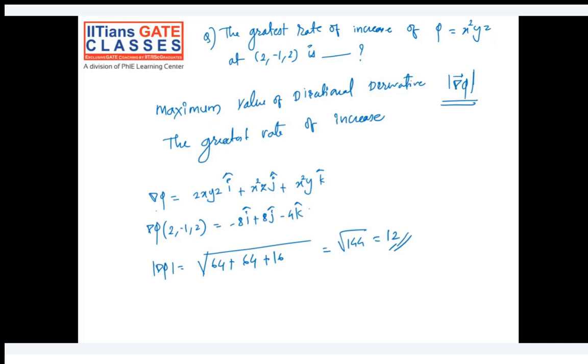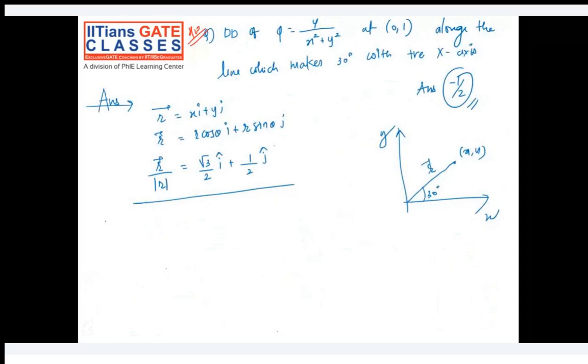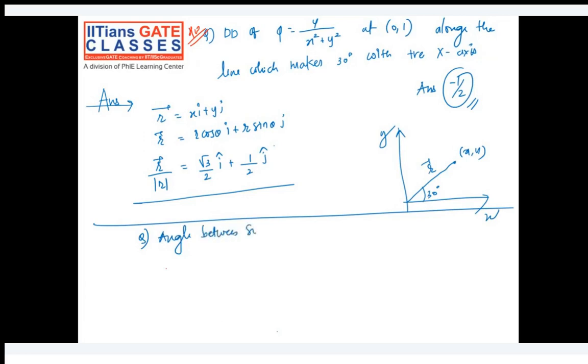Find the angle between surfaces x square plus y square plus z square equal to 9, and x square plus y square minus z equal to 3. What are the surfaces? X square plus y square plus z square minus 9 equal to 0, and the second one is x square plus y square minus z equal to 3. So the angle between these surfaces is what you have to calculate.